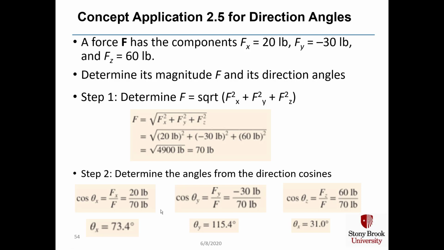In step 2, we find the direction cosines. Cosine theta x equals f sub x over f, so that's 20 over 70. Cosine theta y is f sub y over f, so that's minus 30 over 70. And cosine theta z equals f sub z over f, so that's 60 over 70. And when we take the inverse cosines of those three terms, we get directly our direction angles, which are theta sub x 73.4 degrees, theta sub y 115.4 degrees, and theta sub z equal to 31 degrees.